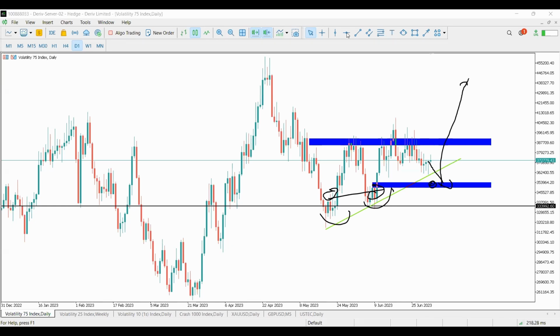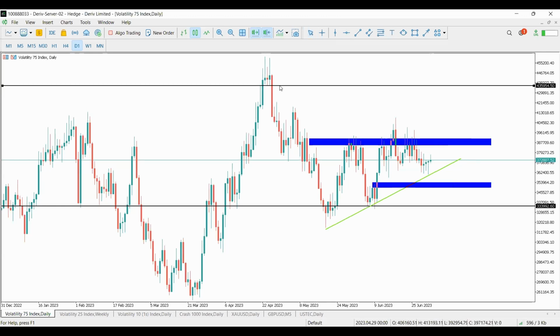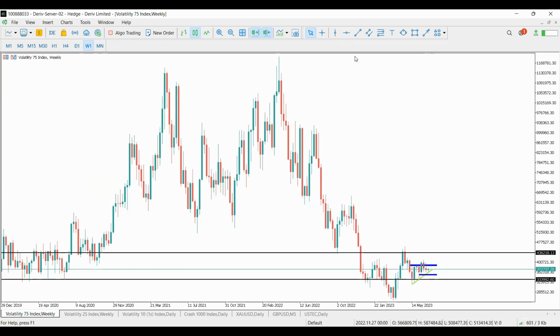Now, which level is it coming to? We have untested level here, right? Now, if you're to go back into a bigger time frame like weekly, you realize that this time frame actually is properly aligning with this previous low here. Are you seeing this low here? It's aligning with this area here.